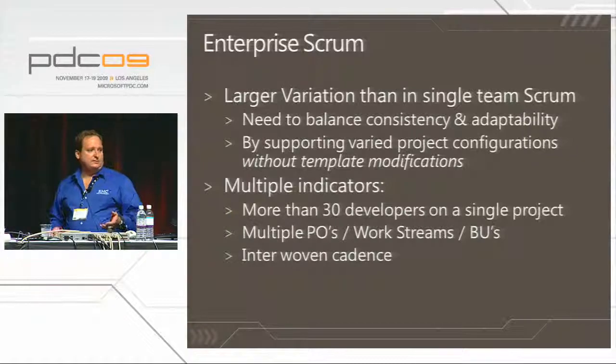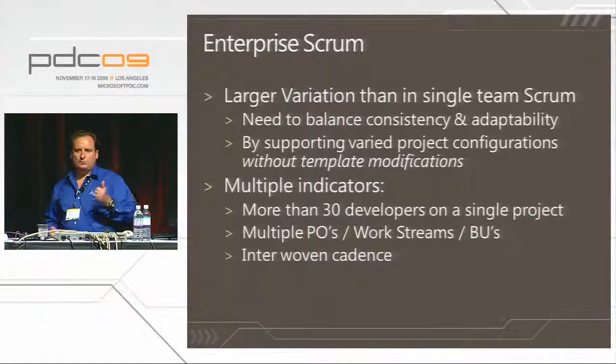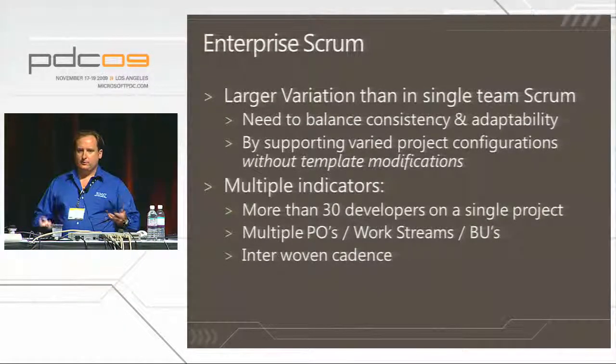So here are a couple of indicators you might be heading into the enterprise Scrum space. These aren't by any means definitive, but if you've got more than 30 developers on a single project, you're starting to head that way, because you've got 3 very large Scrum teams. If you've got multiple product owners, multiple streams of work or business units, or you're integrating third-party work, that's when you're getting into the enterprise Scrum arena. You're starting to get to the point where the books are failing you. There's nothing in there that tells you how to do this stuff.